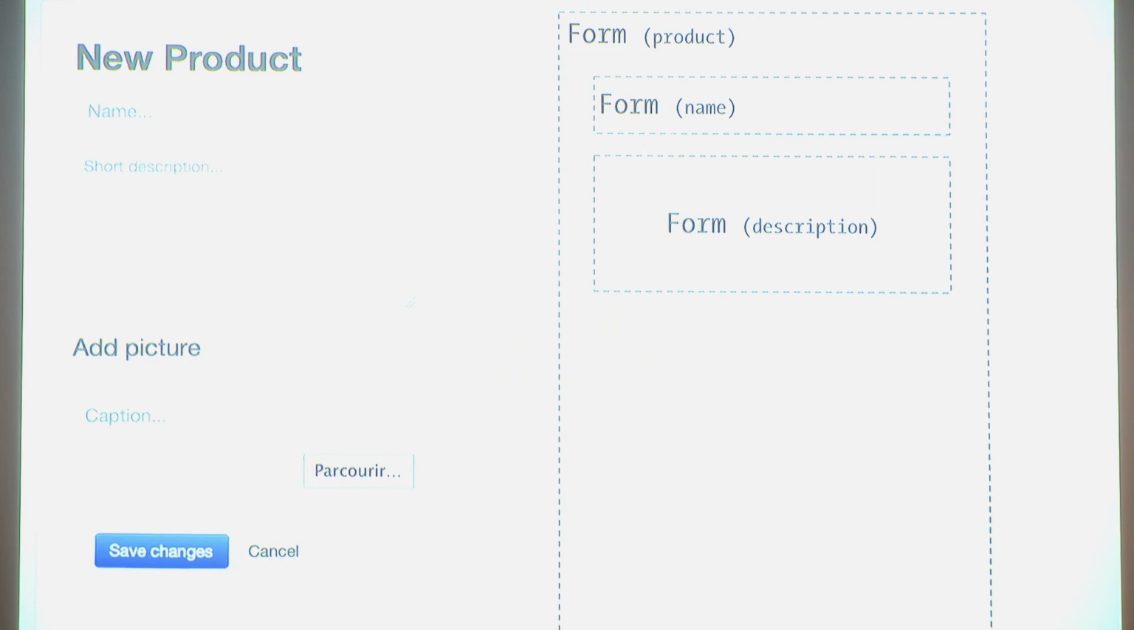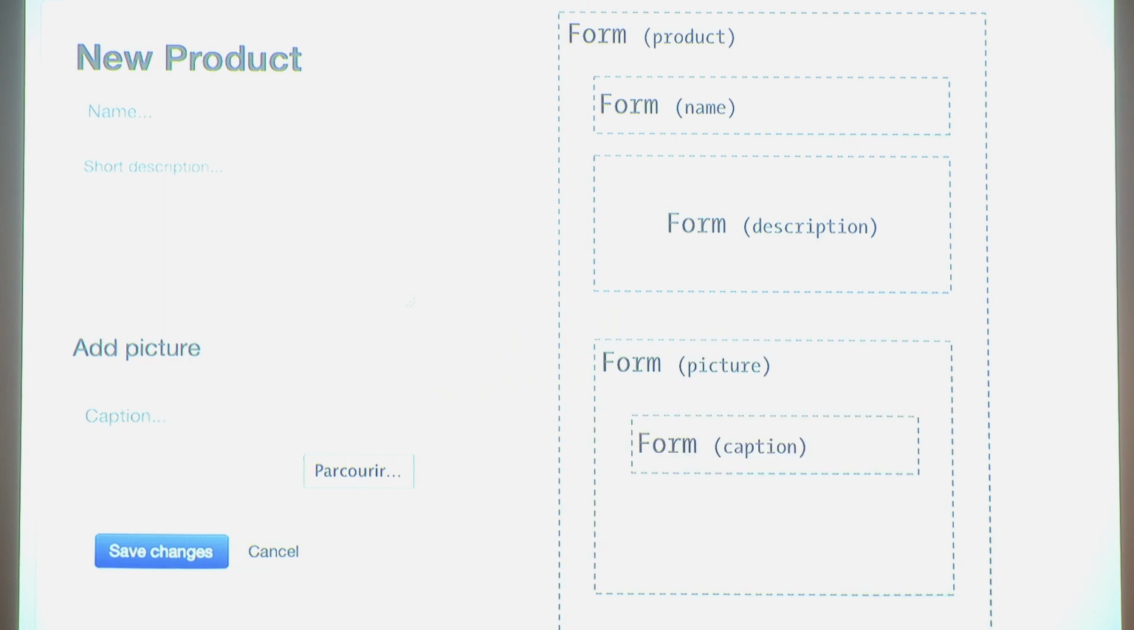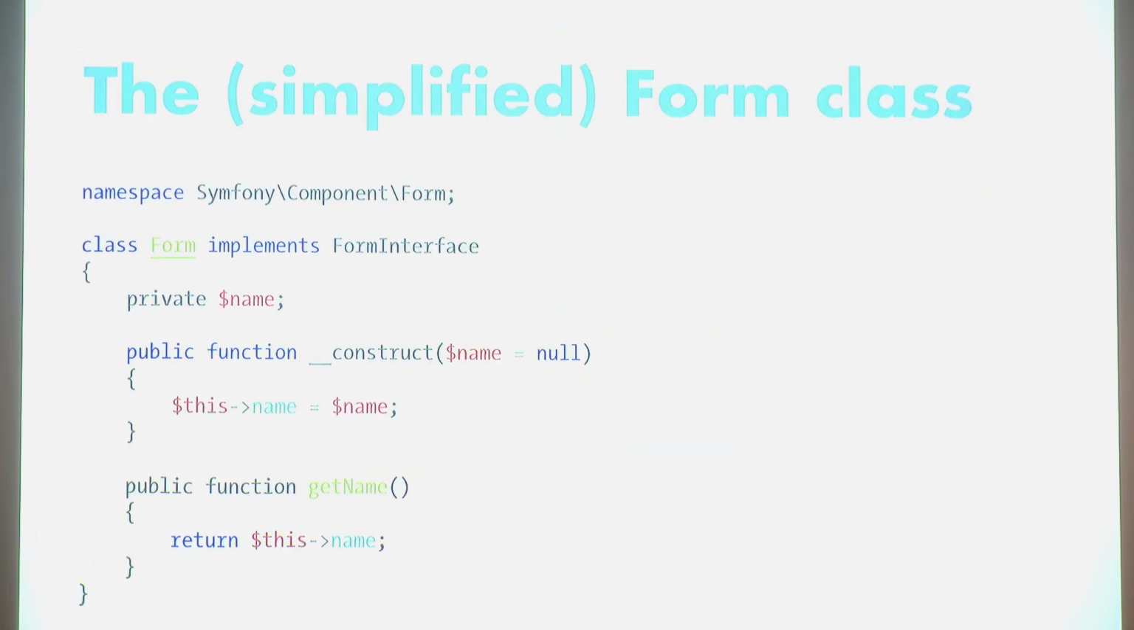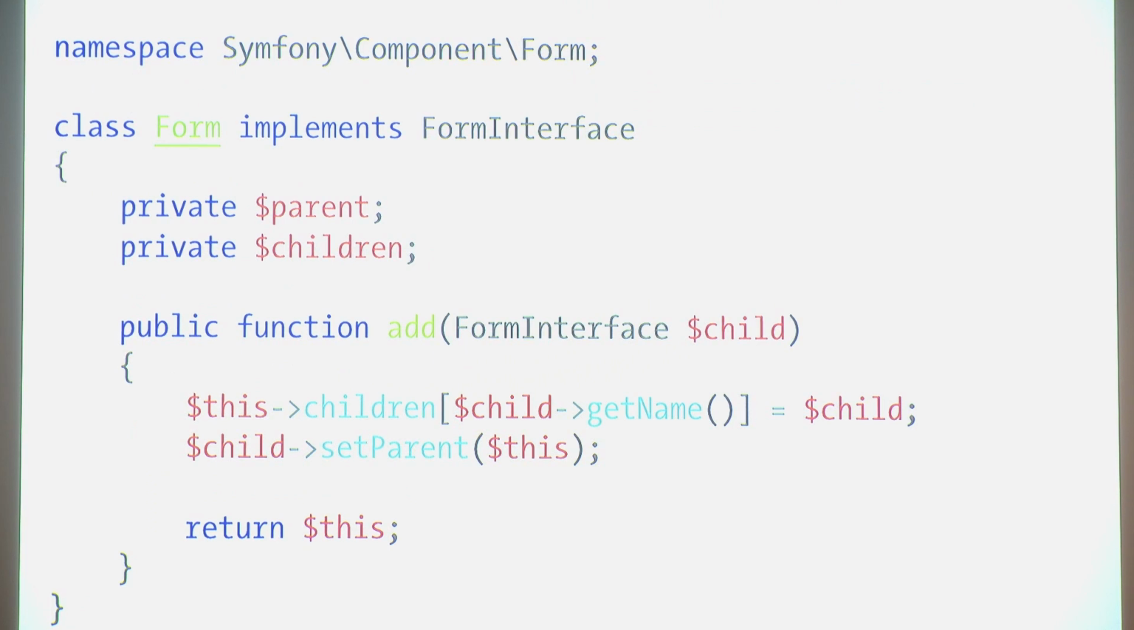As you can see, each form has a name. So you can have null for the root form, or you can have a name. And then each subform has a unique name like description, name, picture, and so on. And of course, as we have a nested structure, each form can also remember its parent and has a list of children. So when you add a new child to the form tree, you will save the child into the children's list, and you will also remember the actual parent in the child.